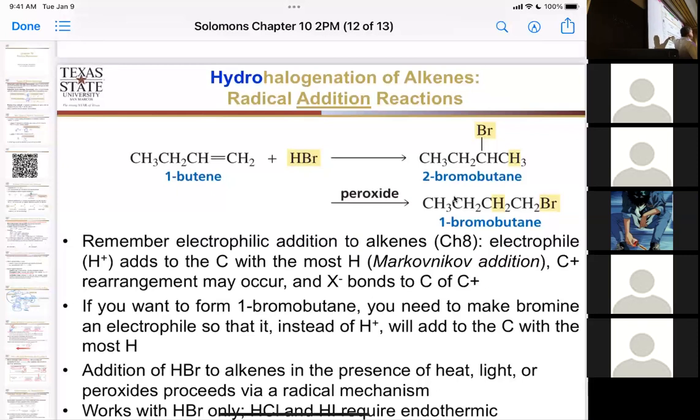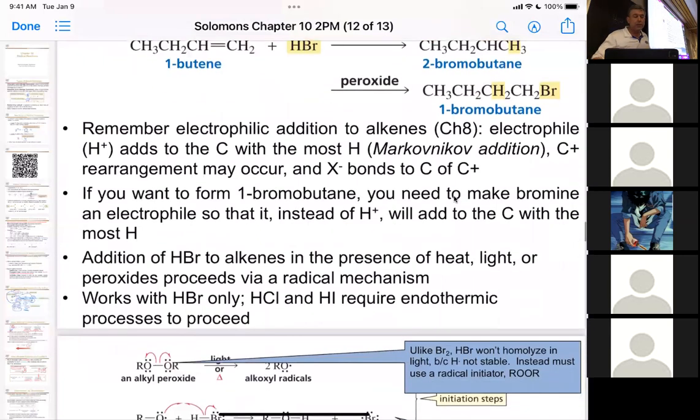So technically, you would say that the addition of HBr without peroxides goes Markovnikov addition. But let's say you wanted the secondary bromide. You now have to do that same reaction, but in the presence of peroxides to go anti, to go opposite there. This only works with HBr and HCl. But how does it work?